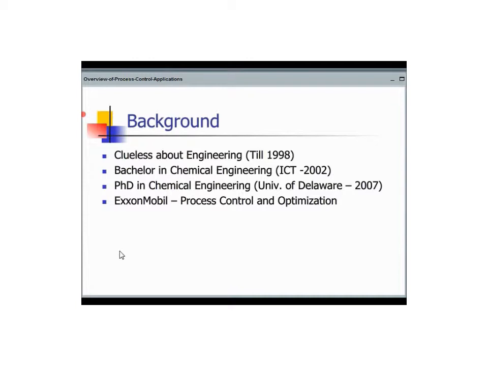After that, I did my PhD in chemical engineering, as Dr. Vishwanath said, in process control. I'll be talking a little bit about that. And now I'm a process control and optimization engineer at ExxonMobil.